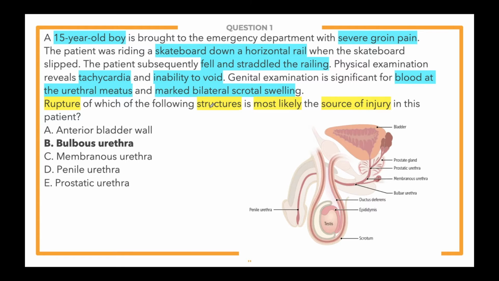But you would have different signs and symptoms, like we talked about, a high-riding prostate, a fluid collection behind the pubic space. And then lastly, anterior bladder wall. A rupture of this would typically be caused by a fractured pelvis, and again, urine would flow into the retropubic space, which is not what we're seeing here. So the clinical presentation fits best with the bulbous urethral injury, which we know is very high risk with straddle injuries.